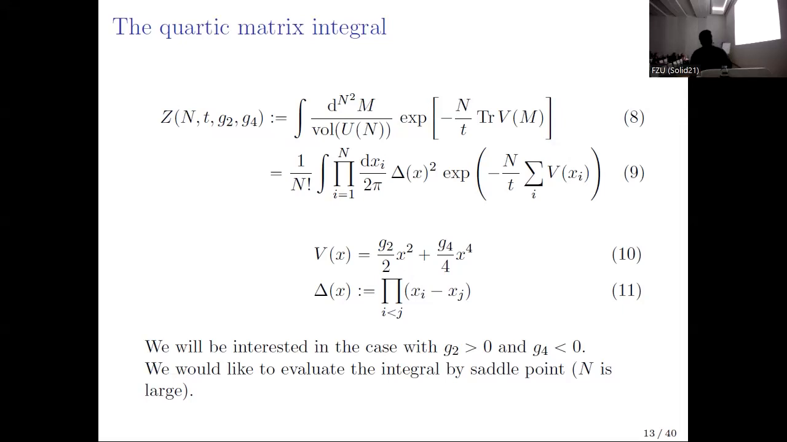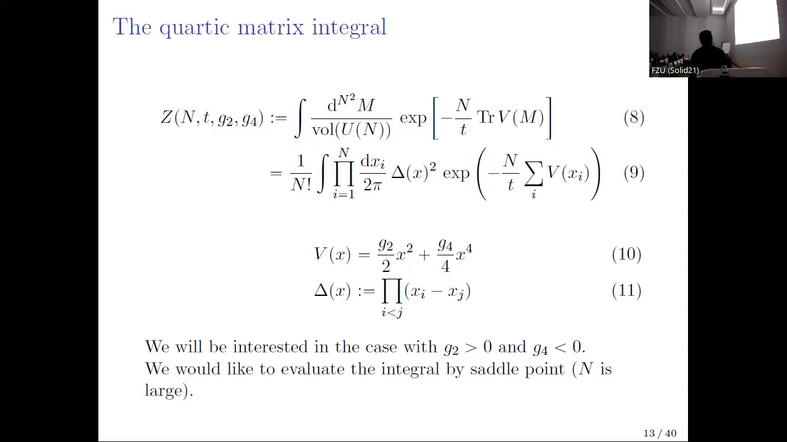So we change variables from the matrix to the eigenvalues because this trace makes it U(N) invariant. So the matrix that diagonalizes M drops out of the action. But in the process of doing this change of variable, you pick up a Jacobian. This Δ(x) is the Vandermonde determinant, a well-known factor, so it goes here. And now we are just left with N integrals over these eigenvalues xi.